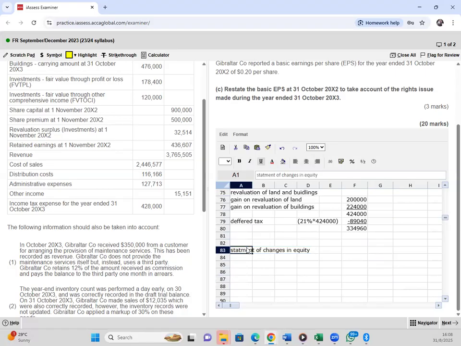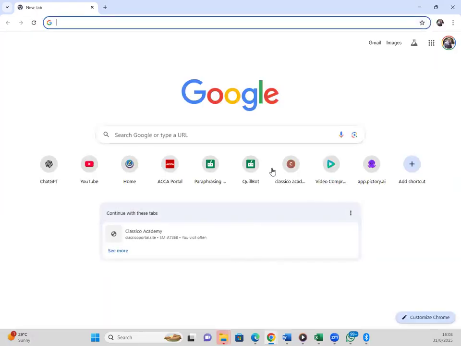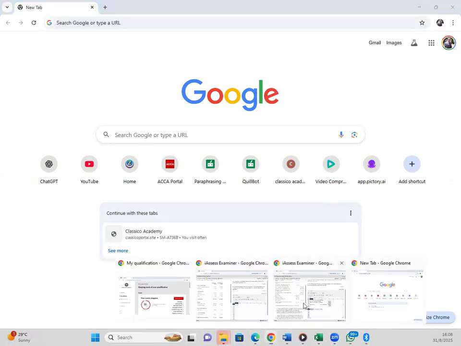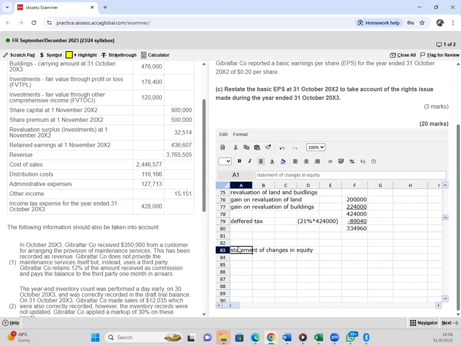So for the statement of changes in equity, we are looking at the movement in share capital and reserves. The first thing to start with is the share capital and reserves that we had on the question.